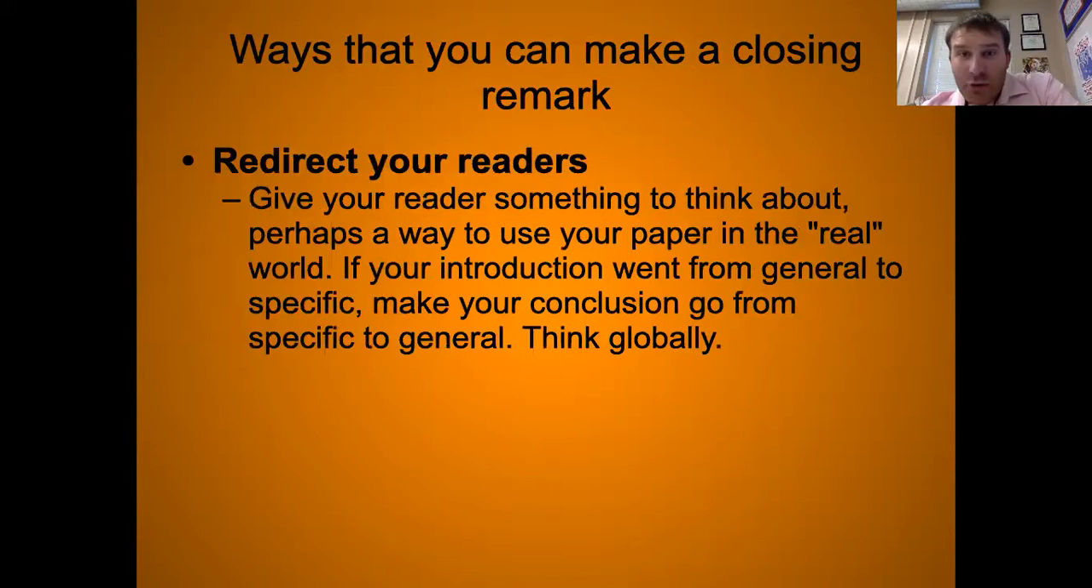You also redirect your readers. Give your readers something to think about, perhaps a way to use your paper in the real world. If your introduction went from general to specific, your conclusion should go from specific to general, globally. So point your readers in a particular direction with your conclusion. Maybe we gear them that way.